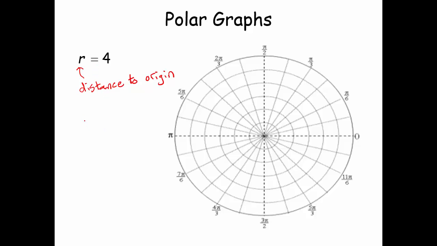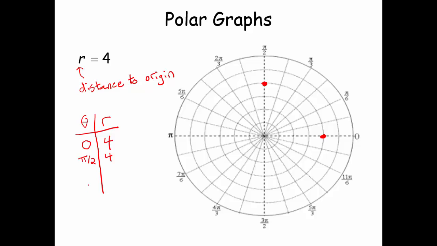So I could make a little table here with my angles and with r, the distance to the origin. If I pick an angle of, say, 0 radians, I'm going to be 4 units away from the origin. Where would that point be? That's at an angle of 0, so that's along this ray here. I'd be 4 units away, so that would be right here. If I picked an angle of pi over 2, I'd be 4 units away from the origin. At pi over 2, that's along this ray. 1, 2, 3, 4.